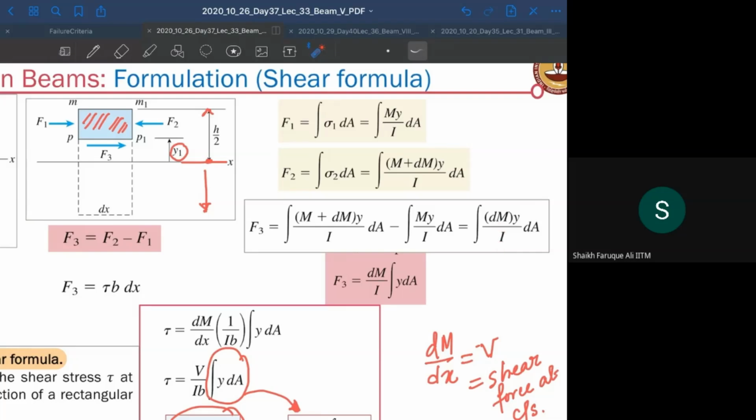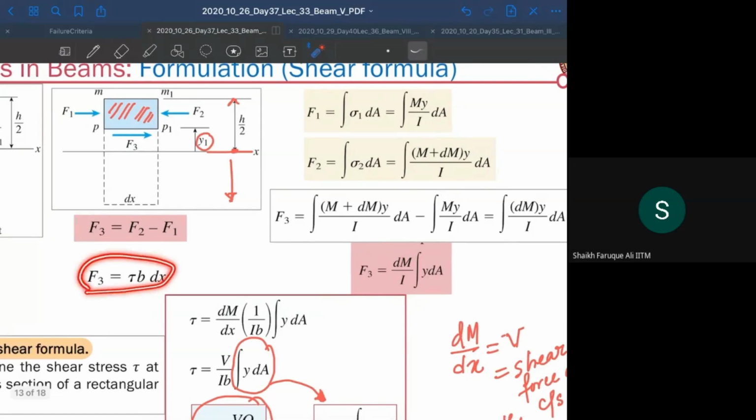Now, the change in moment between the sections doesn't depend on this area. That will depend on this dx, but not this area. And therefore, dM can come out. And I is a constant in the cross section, so that also comes out. So dM by I comes out, and it becomes the integral of y dA. Now, F3 is going to be equal to stress into the area. If I assume the width to be b, that means this side is b, and this is dx, so F3 is tau b into dx.